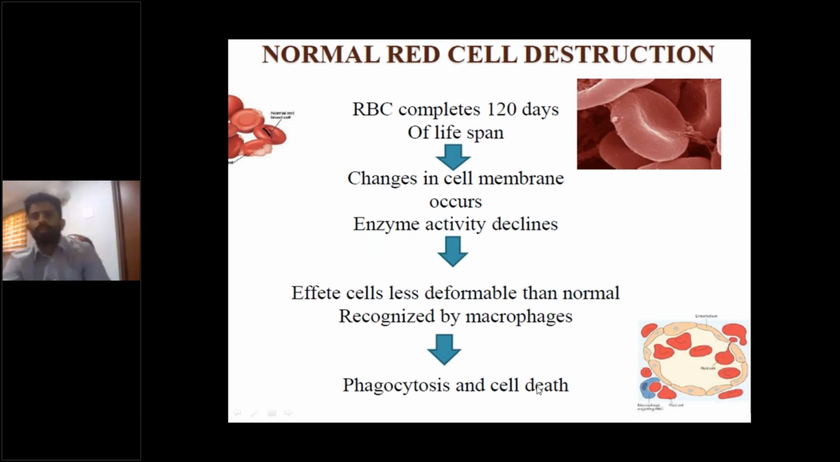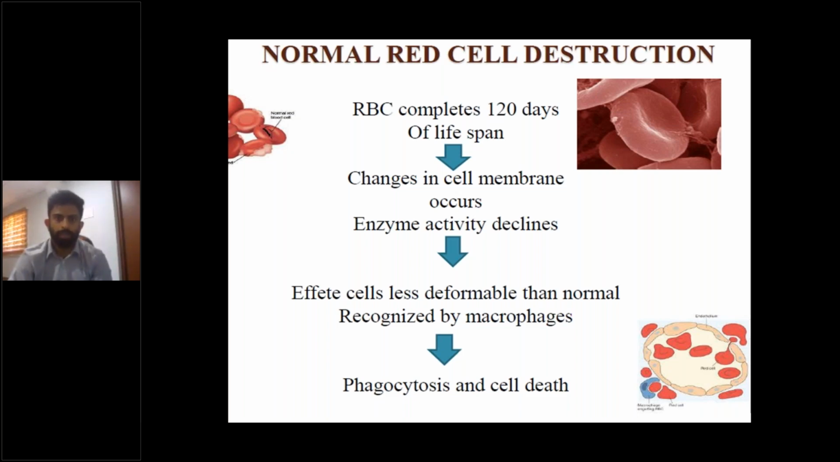Here's the normal red cell destruction. An RBC completes a 120-day lifespan. After 120 days, there are changes in the cell membrane and the enzymatic activity declines. They become less deformable than normal and are recognized by macrophages. Normally RBCs have a good amount of compliance. They are deformable, so they can pass through narrow blood vessels unharmed.